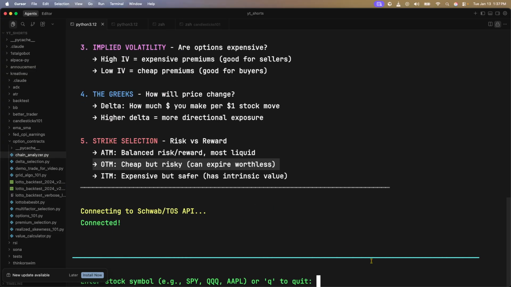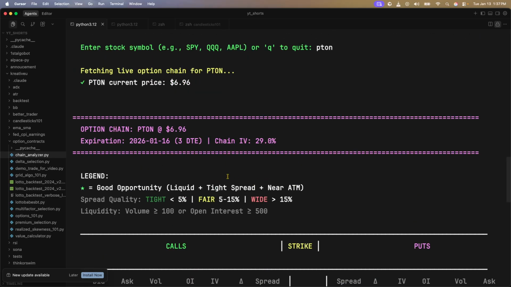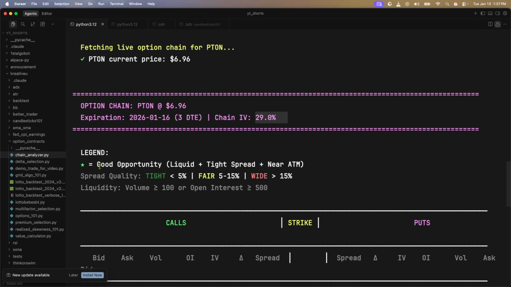So let's go ahead and put in a stock symbol so we can actually look at the chain, right? So let's put Peloton, something we didn't even look at before. So Peloton, currently priced at $6.96. This is a 3 DTE, so 3 days to expiration. Chain IV is 29, so high implied volatility. Option contracts are super expensive right now, right? This is good opportunity.